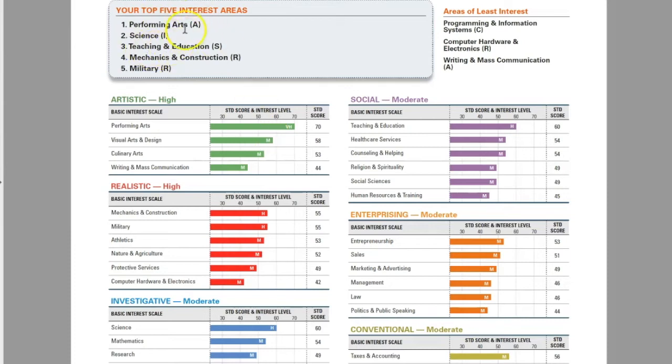The summary right here, the summary above the data, shows your top 5 interest areas, as well as your areas over here of least interest. Most people connect well with their top 5 interest areas, and they can also understand why the levels of least interest had the lowest level of interest.